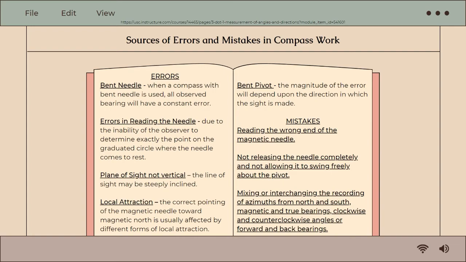For the mistakes, we have when the observer is reading the wrong end of the magnetic needle. Next is if the observer is not releasing the needle completely and not allowing it to swing freely about the pivot. Lastly, we have mixing or interchanging the recording of azimuths from north and south, magnetic and true bearings, clockwise and counterclockwise angles, or forward and back bearings.